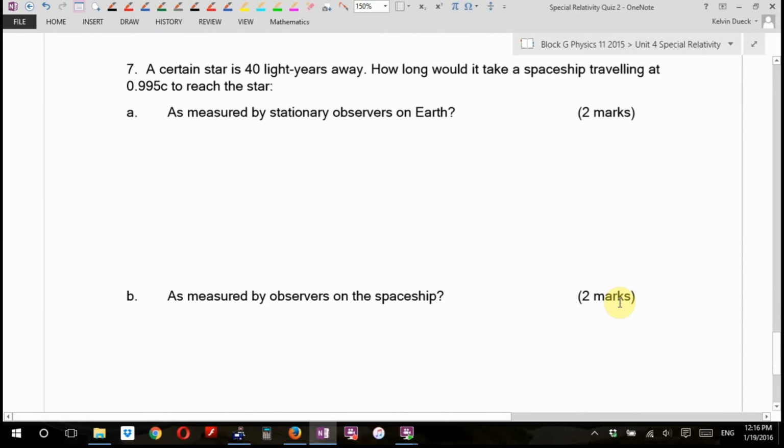Number 7. I like number 7. First of all, it's cool because, holy smokes, it's that different for the space astronauts compared to the Earth? Yeah. Simone, what's part C asking me to find?